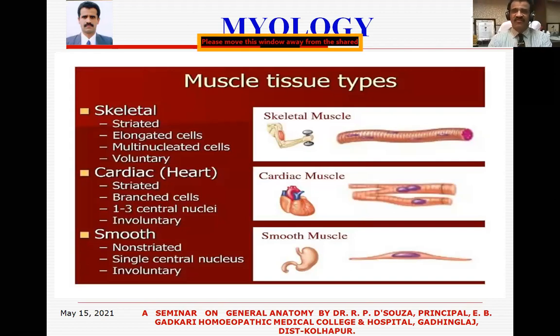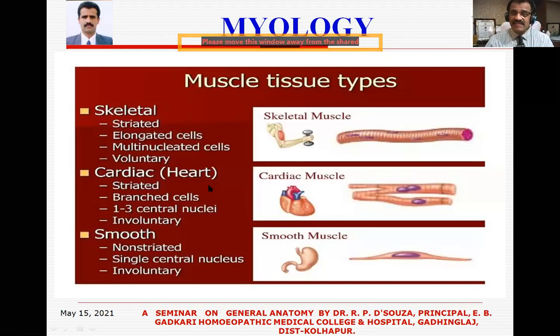So let us review the three major types of muscles which we discussed yesterday. Skeletal muscles have striations, so they are also called striated muscles, and they are elongated cells. The myocyte is elongated and multinucleated. You can see many nuclei on one myocyte, and these muscles are voluntary. Now I am moving my hands because I want to move them. That means it is as per my will. So it is called voluntary, because hands move with the help of skeletal muscles.